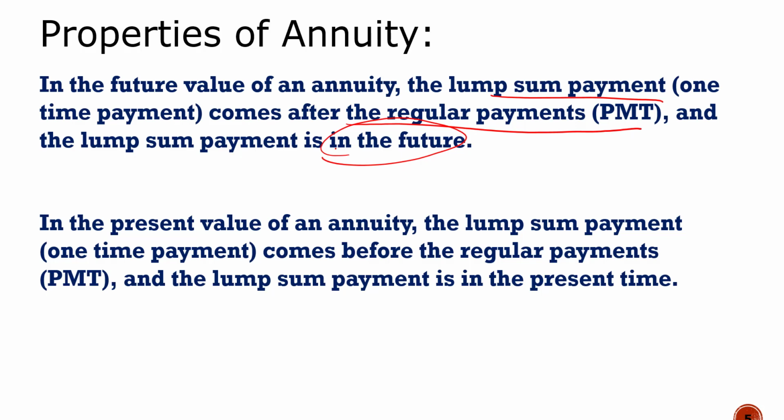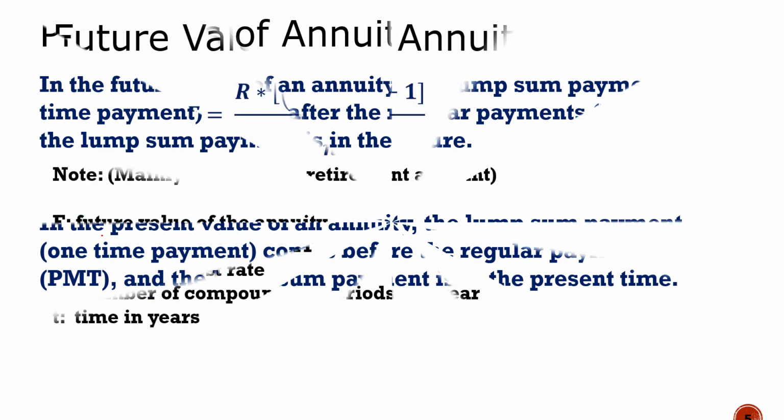So in the present value of the annuity, the lump sum, one-time payment comes before the regular payments, and the lump sum payment is in the present time. That's why it's called present value of the annuity. So again, the bank will issue a check before you make regular payments. For example, a mortgage, car loan, student loan, and credit cards all behave in a similar way.